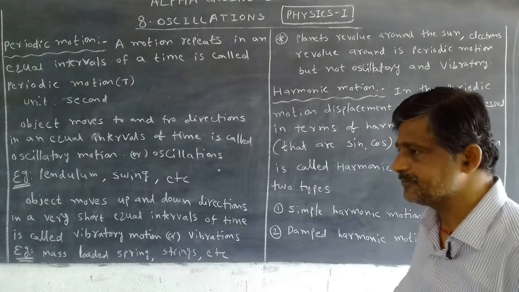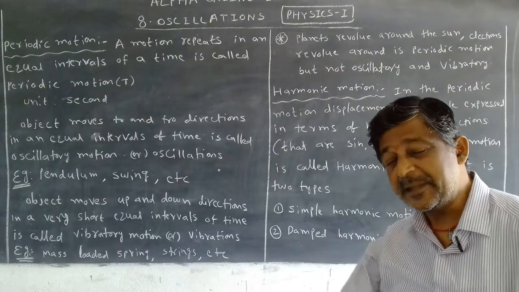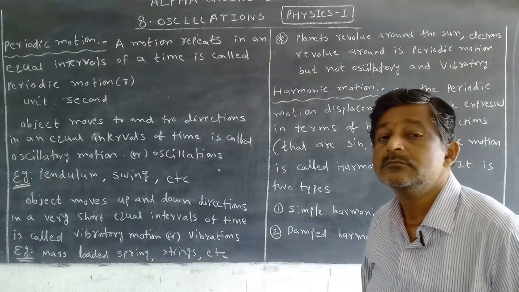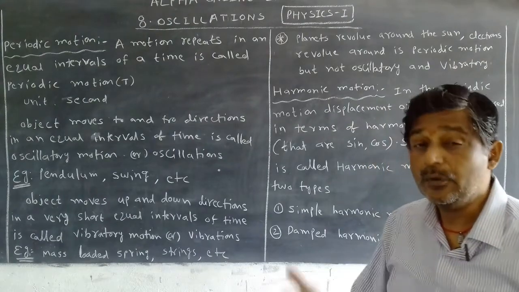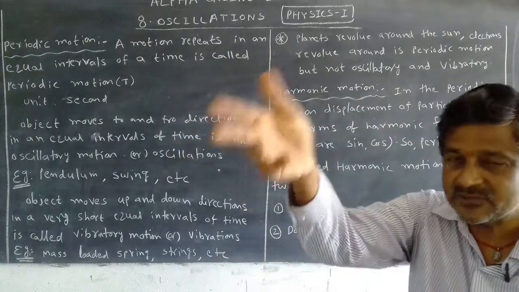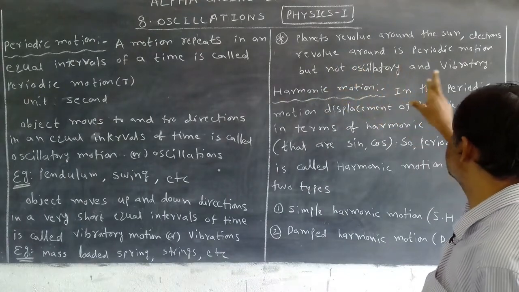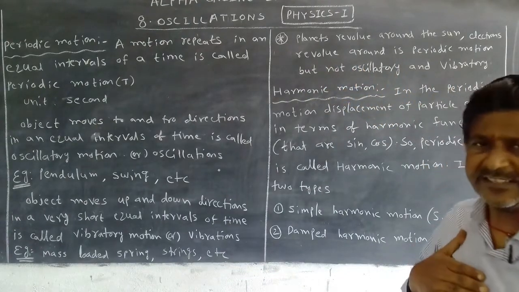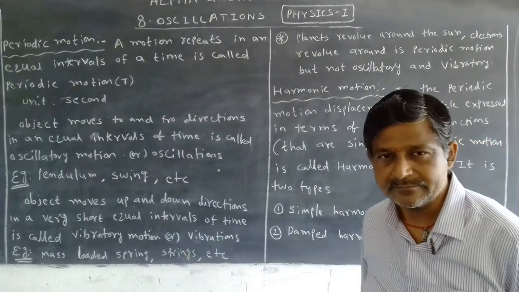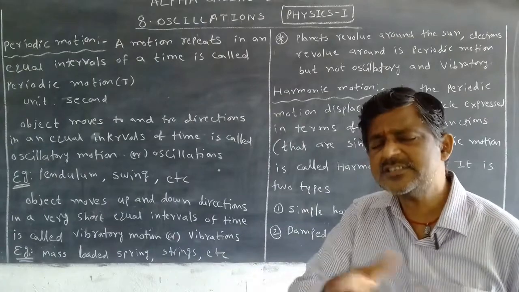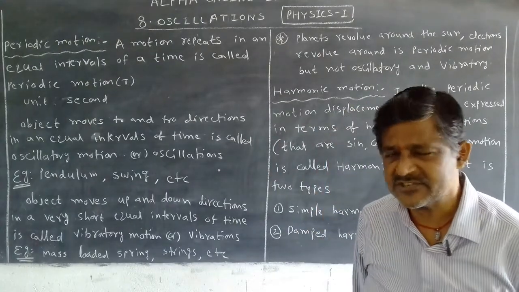Now some objects are in periodic motion but not oscillatory or vibratory. That is important for a 2 marks question in this chapter. Planets revolve around the sun. Our earth takes 365 days to revolve around the sun. Next year also 365 days. The time does not change.